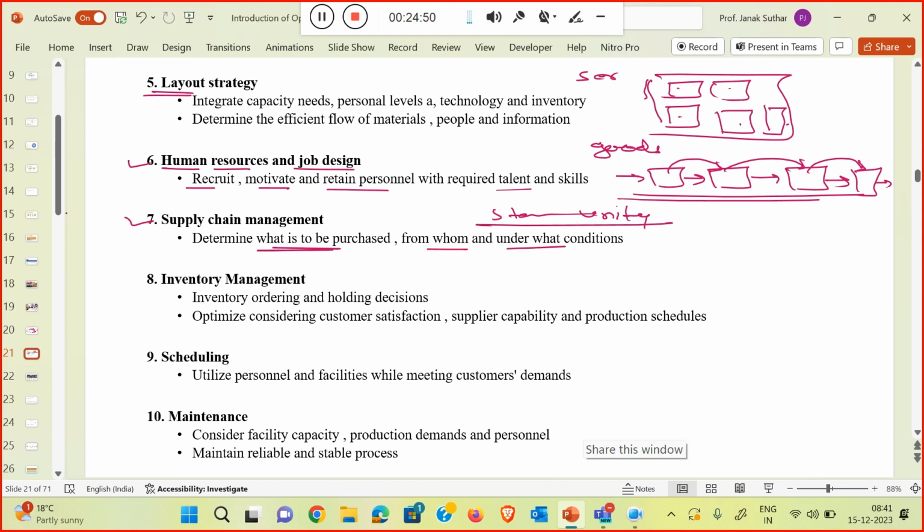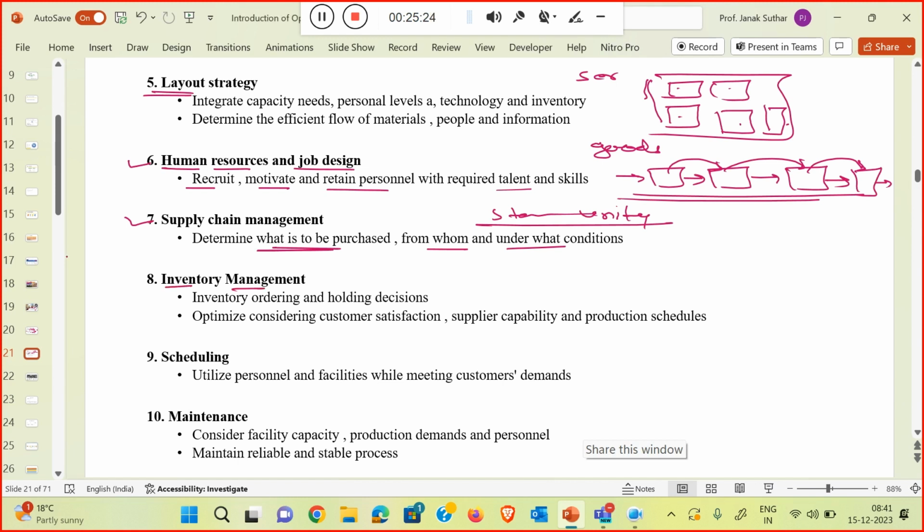From whom and under what conditions will I buy a particular input or material from the different suppliers? Okay, and distributor selection is also an OM-related thing, because that also comes into operations management. The distributor will be such that he or she will distribute our product on time to the end consumer, or you can say the end customer.